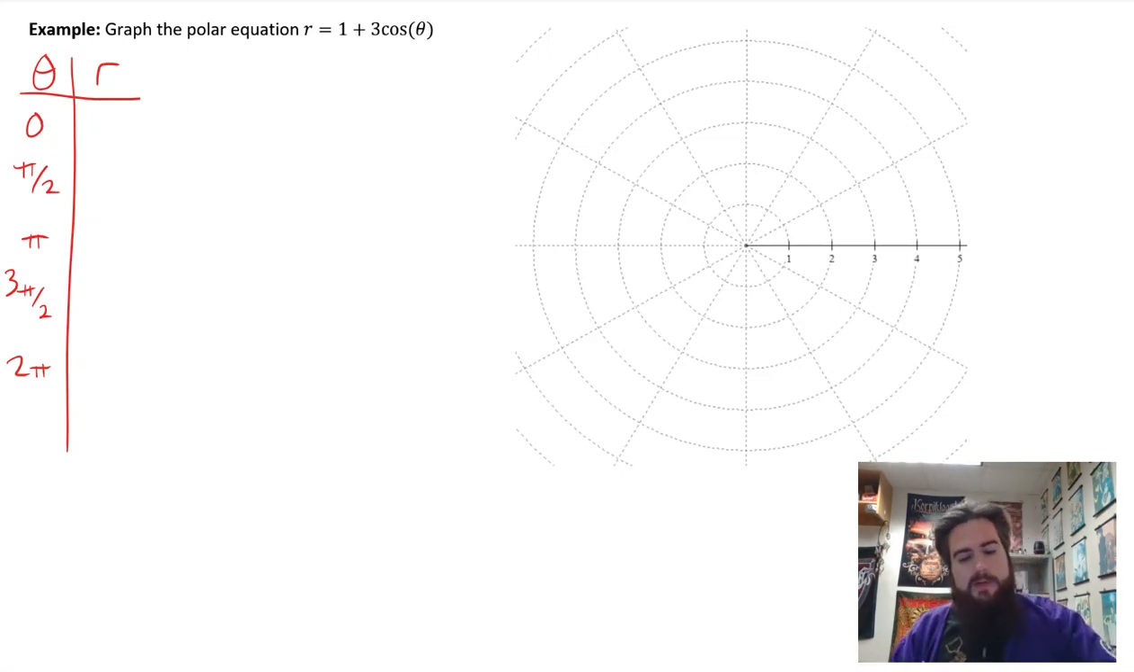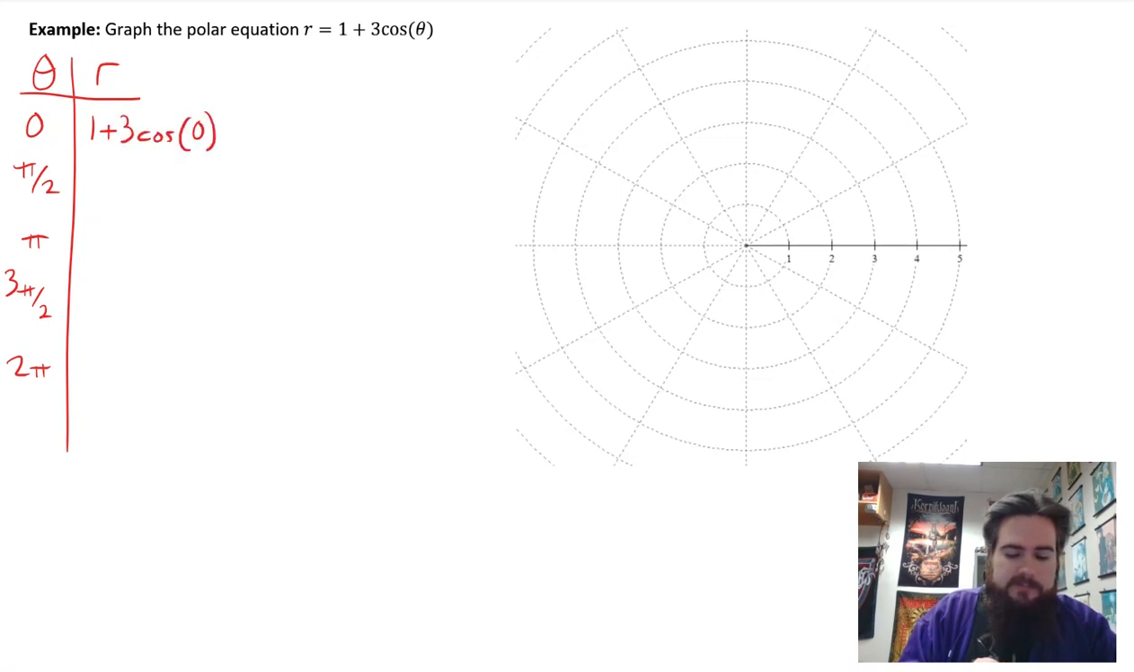If I plug these angle measures in for my equation, wherever I see theta, if I plug in 0, I will get 1 plus 3 cosine of 0, which cosine of 0 is 1, so this is 1 plus 3, which is 4 overall. If I plug in pi over 2, I'll have 1 plus 3 cosine of pi over 2. Cosine of pi over 2 is 0, so 3 times 0 is 0, and 1 plus 0 is 1.